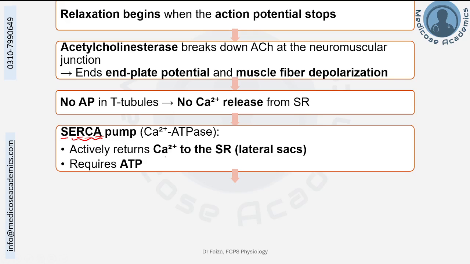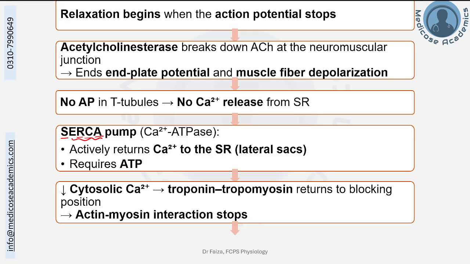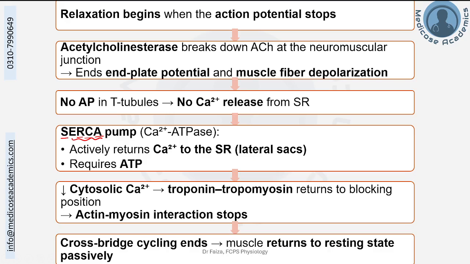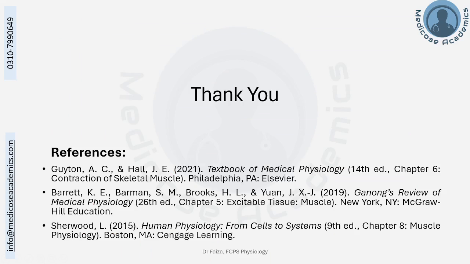It actively returns calcium to the sarcoplasmic reticulum lateral sacs, and it requires again ATP for its functioning. As soon as the calcium is sent back, the cross-bridge cycling and actin-myosin interaction will stop, and of course the muscles will come back to their relaxed state. So this is how the molecular mechanism of muscle relaxation works. So that's all about the general and molecular mechanism of skeletal muscle contraction.